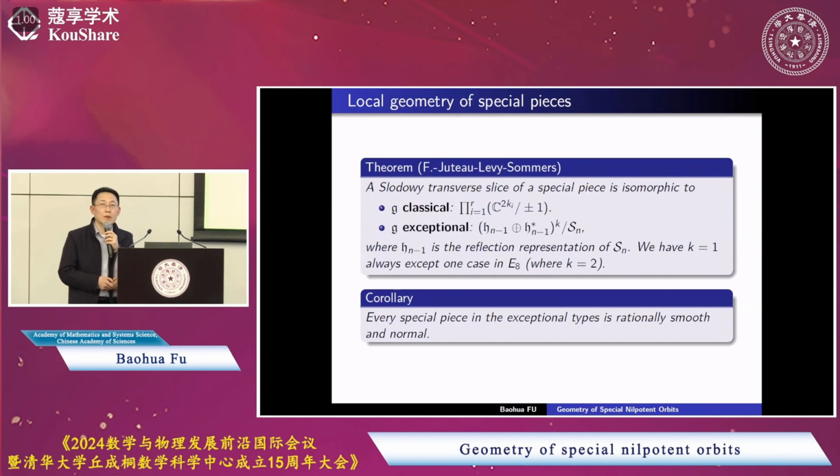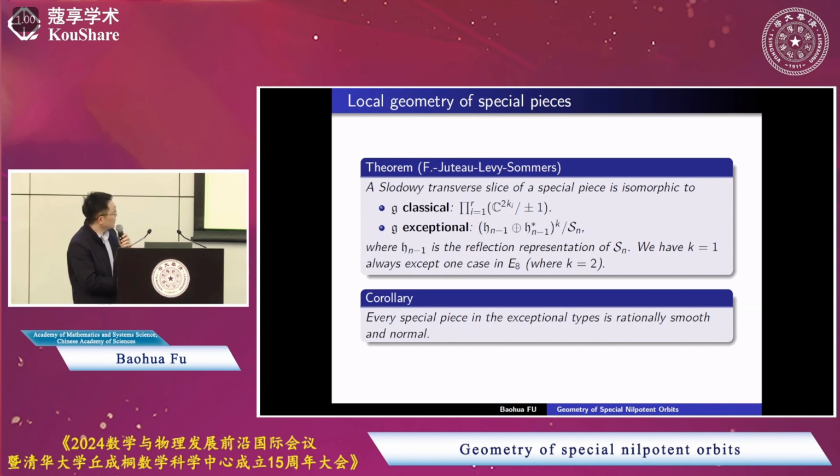So our main theorem of the second work with Juteau, Levy, and Sommers says we consider a transverse slice of the special piece. And then we can really describe the transverse slice. The transverse slice is very simple. It's just a quotient of a smooth variety by a finite group. So we cannot prove globally it's a quotient of a smooth variety by a finite group. But if you take a transverse slice, it's just a quotient of a smooth variety by a finite group.